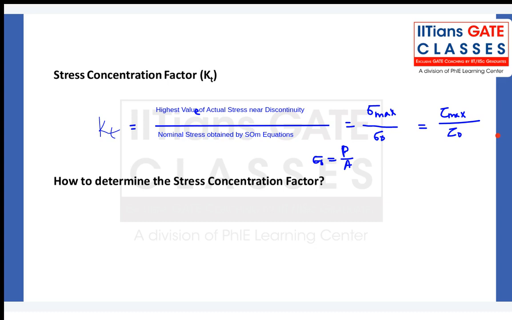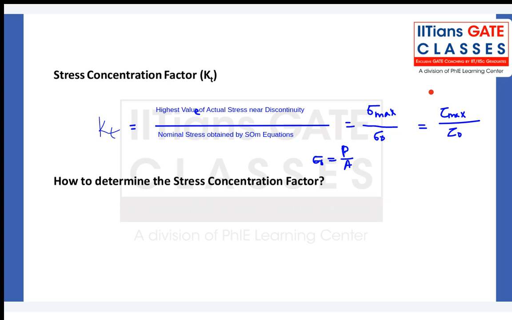But how to obtain the value of sigma max? So we have quantified it, so now we can compare stress concentration. You can compare it using the value of Kt. If Kt is more, we can say more stress concentration. If Kt is small, we can say less stress concentration. But for that, you have to find out the actual value of sigma max or tau max. Nominal stress, sigma naught, tau naught can be easily found out using equations of strength of materials. But how to find out sigma max or tau max?